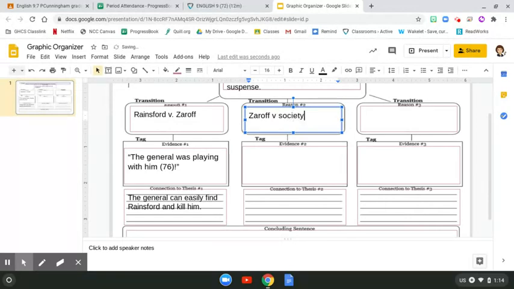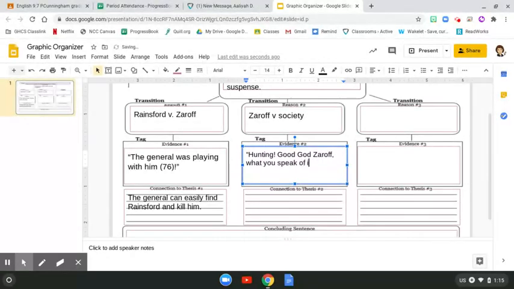All right, and I think the next conflict that adds suspense is Zaroff versus society. And the evidence for this is when Rainsford says, "Good God, Zaroff, what you speak of is murder." That was on page 70.